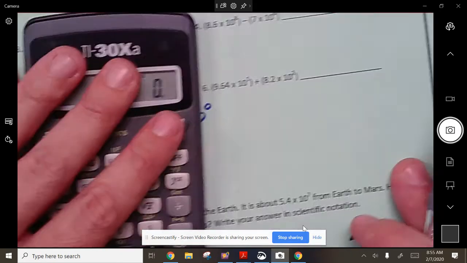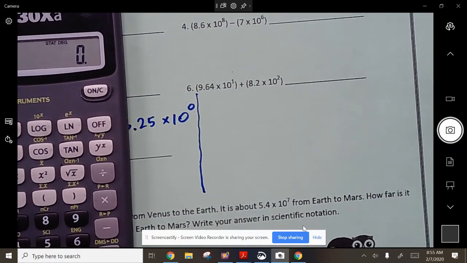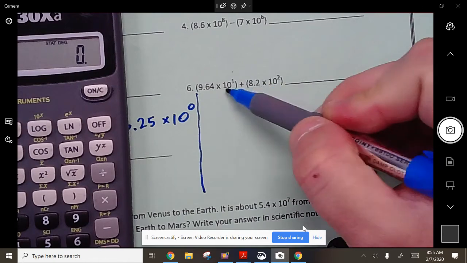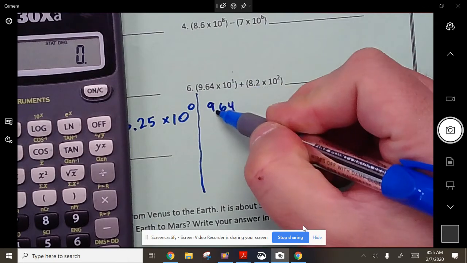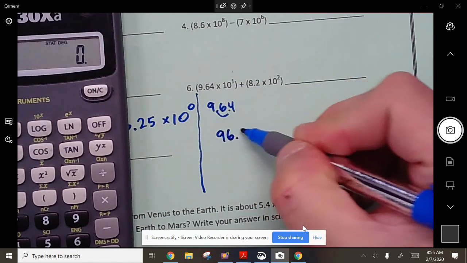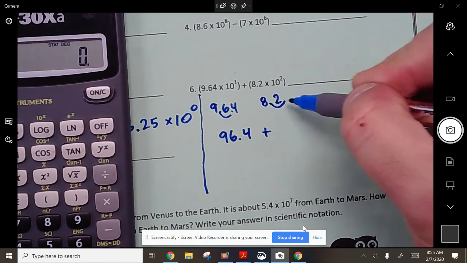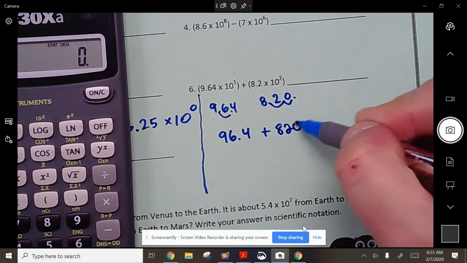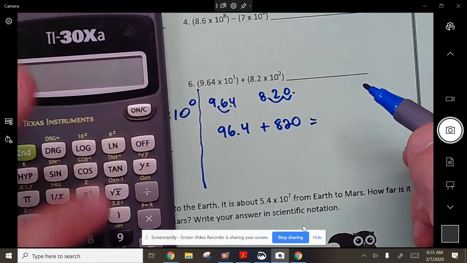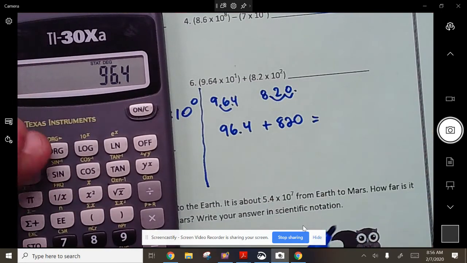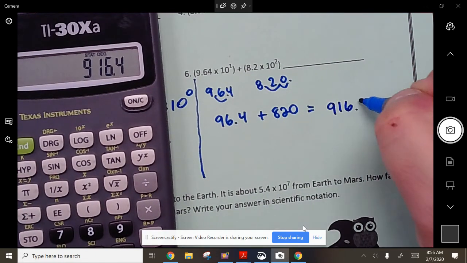Now, for this next one, you will have one just like this. So when we're going to create our own, let me give you some space here. We're going to create these numbers in normal notation, standard notation. So 9.64 to the 1 exponent, you're going to move it over 1. So it's 96.4 plus 8.2. You're going to move over 1, 2. You're going to get 820. And now you're literally just going to plug it in the calculator. It's going to be 96.4 plus 820 equals 916.4.